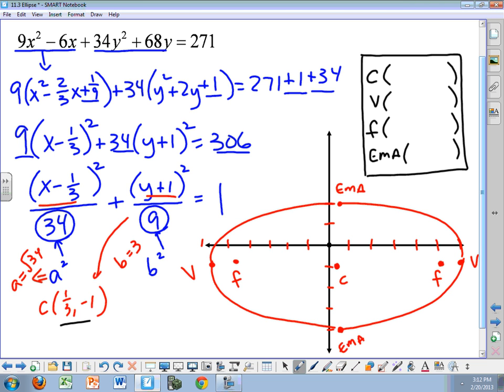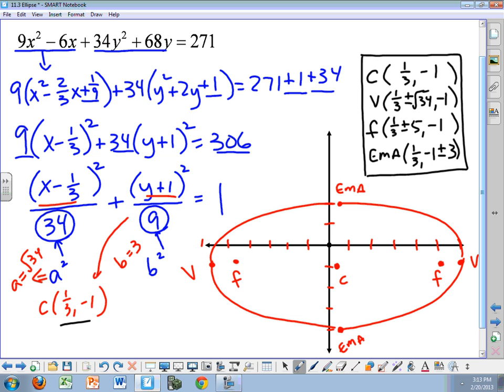So let's start with this one: 1/3, -1. The vertices are going left and right, so that's going to be 1/3 plus or minus radical 34, -1. So again, I'm moving left and right, radical 34. The foci are 1/3 plus or minus 5, -1. Actually, a little easier than the vertices. And the co-vertices are going up and down from the center, so that's 1/3, comma, -1 plus or minus, and in this case, it just comes out to be 3.